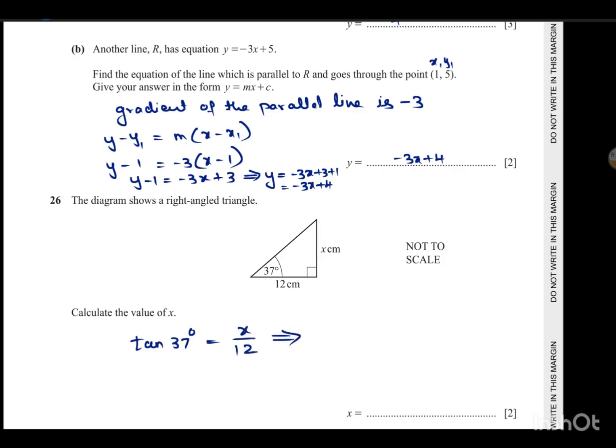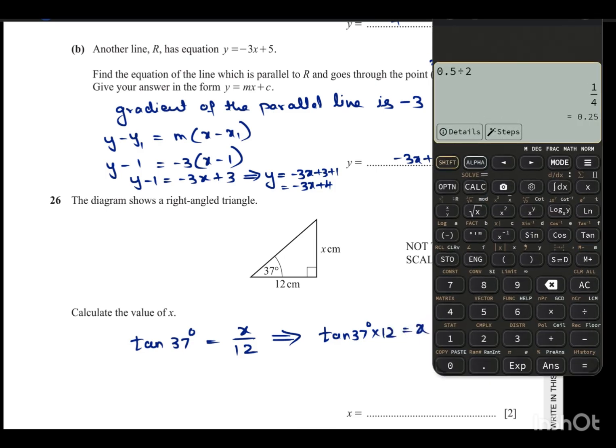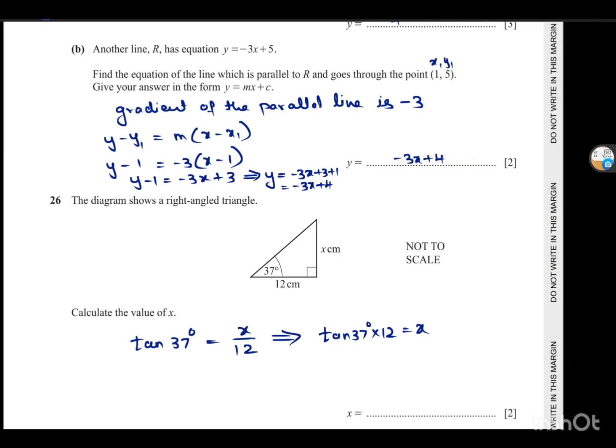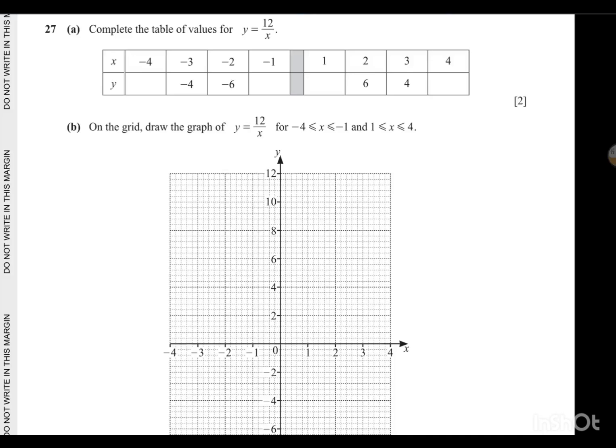Using the cross multiplication method, tan 37 multiplied by 12 gives x. Tan 37 into 12, 9.042. So x is equal to 9.042 centimeters. Question number 26 is done. Question number 27.